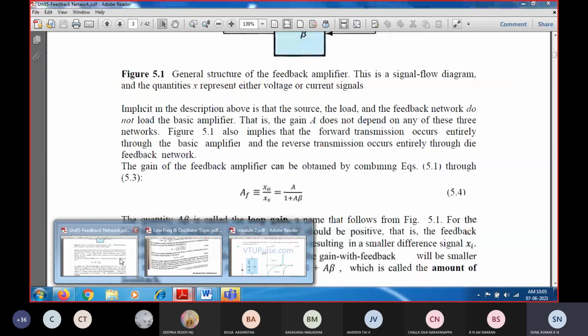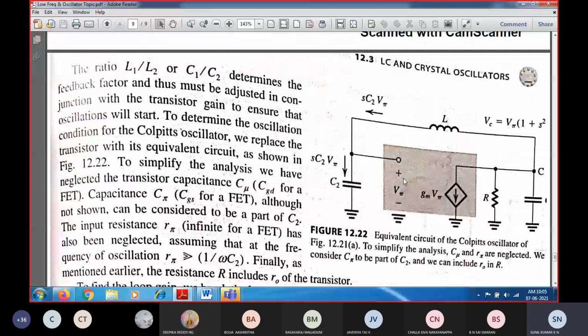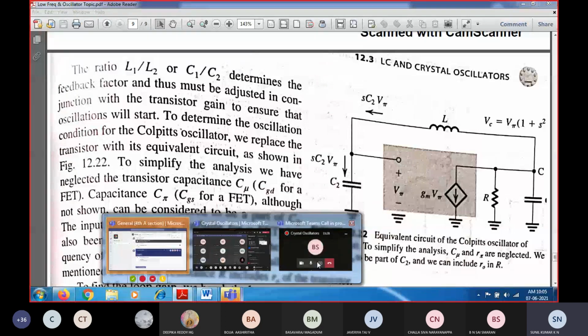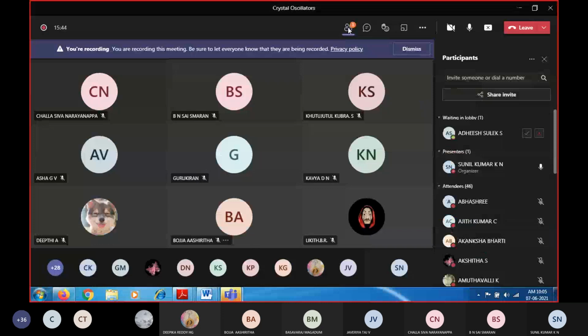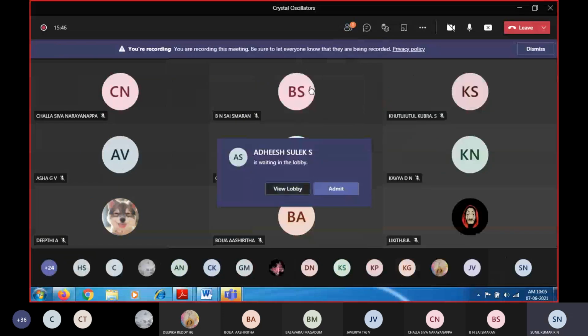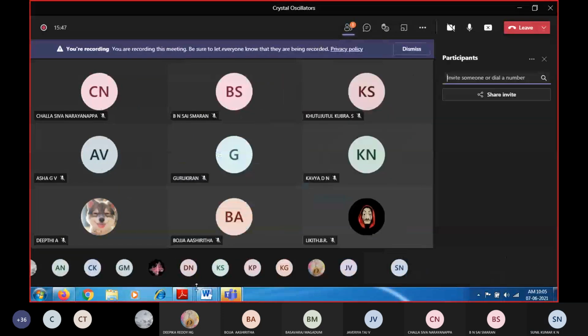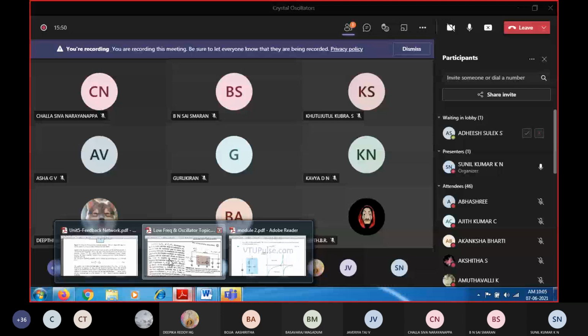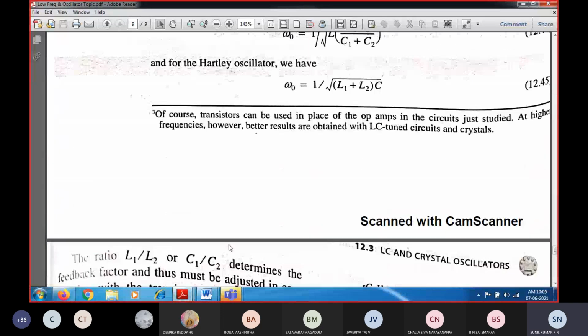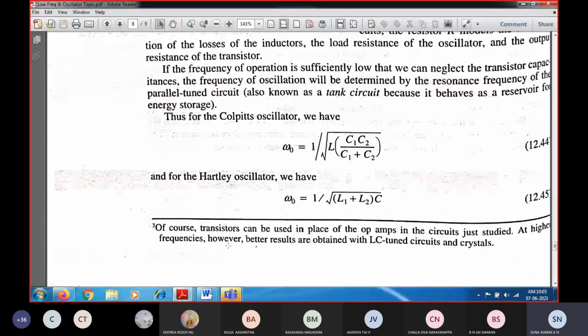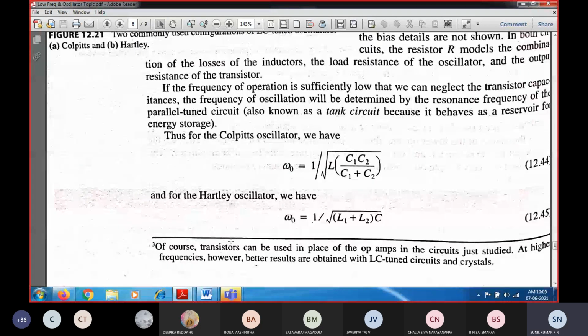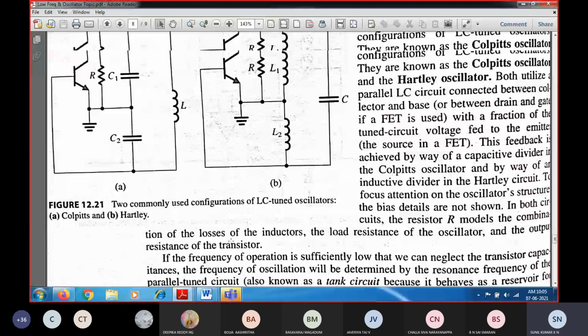In the last class we were discussing oscillators. In that we have the RC phase shift oscillator, and we have seen what conditions have to be satisfied.